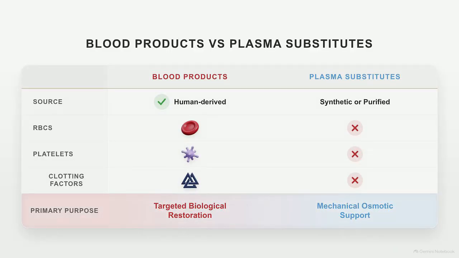Looking at their source, blood products are human-derived, whereas substitutes are synthetic or purified proteins. Red blood cells, platelets, and clotting factors are present in blood products, but strictly absent in substitutes, and their primary clinical purposes sit on opposite ends of the spectrum. One replaces specific missing components, while the other merely expands circulating volume.